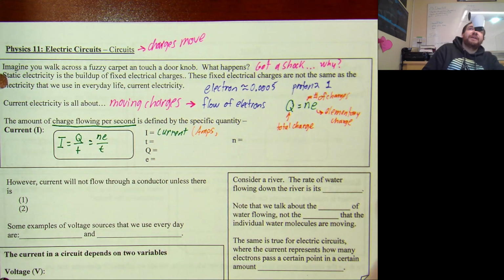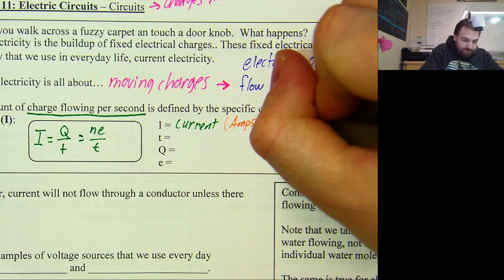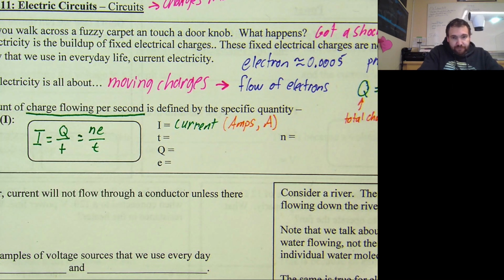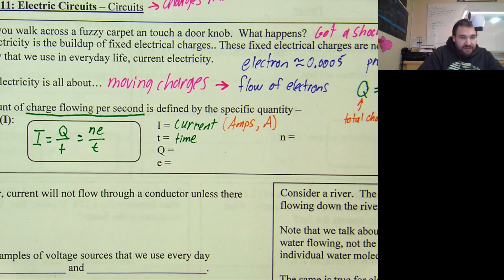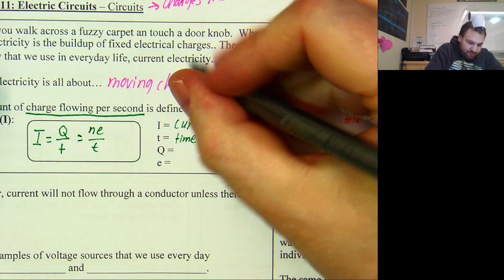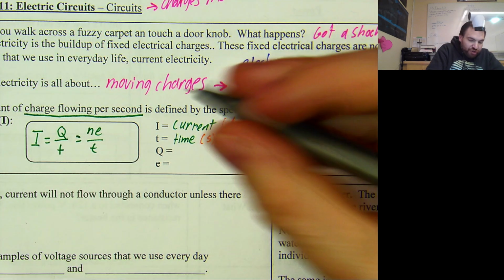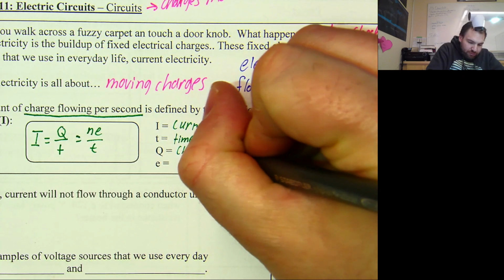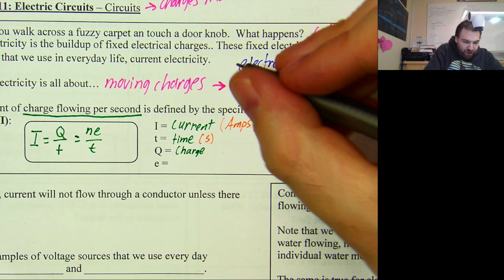And the letter we use for that unit, you would probably guess is? Capital A specifically, yep. T is time. Time is always measured in seconds. Q is charge. Does anyone know the unit of charge?